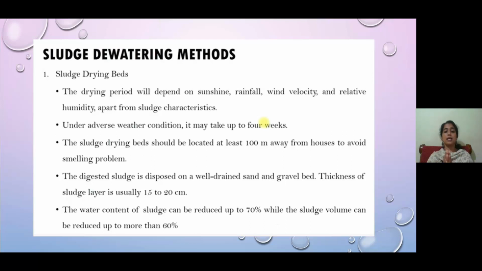The water content of the sludge can be reduced up to 70%, while the sludge volume can be reduced by more than 60%.